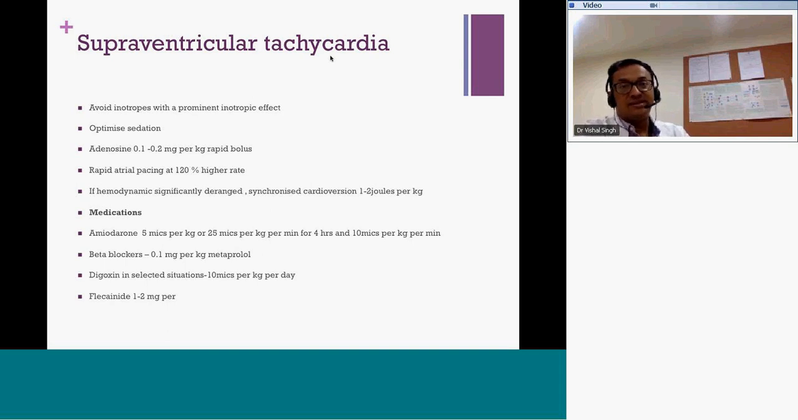Beta blockers, basically, you have propranolol, which can be given at 0.1 milligram per kg. Digoxin in selected situations, 10 microgram per kg per day. Flecainide, 1 to 2 milligram per kg a day, depending on the situation. But flecainide cannot be used with ventricular dysfunction. It can induce ventricular dysfunction. So you can go to 1 to 3 milligram per kg per day, but don't exceed 3 by any means. Okay.